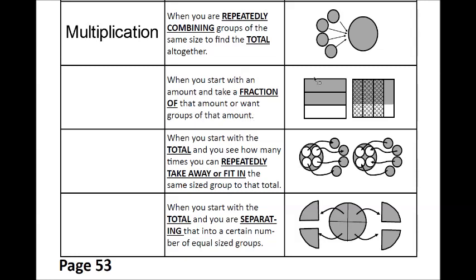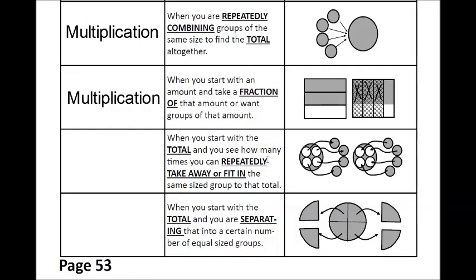When you start with an amount and take a fraction of that amount, or want groups of that amount, of is the key word here. So if I have 2/3, this gray section, I can split the gray section into 4 parts, and if I want to take 3/4 of the 2/3, I would want these 1, 2, 3 out of those 4 groups that I used, and I could do that with multiplication.